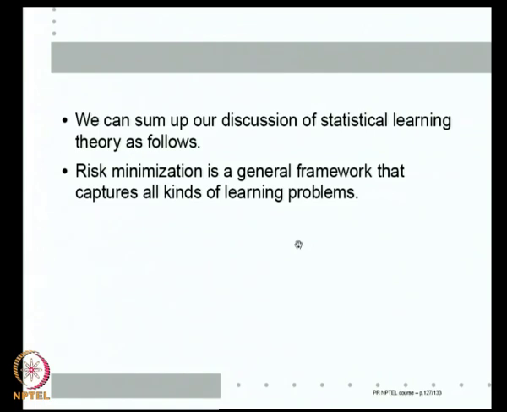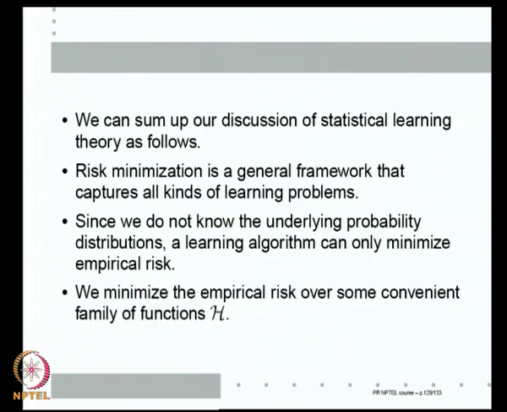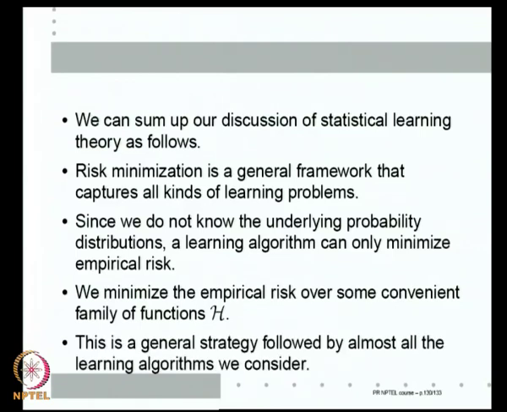So, let us quickly sum up. Risk minimization is a general framework that captures all kinds of learning problems. Since we do not know the underlying probability distributions, a learning algorithm can only minimize empirical risk. We minimize the empirical risk over some convenient family of functions H. This is the general strategy followed by almost all the learning algorithms that we consider, right. So, in that sense, we introduced a very nice generic framework in which all learning algorithms can be viewed, as far as the statistical properties are concerned.